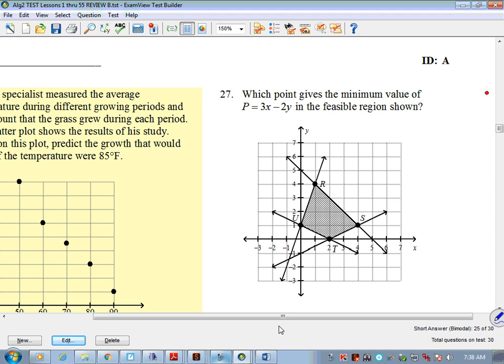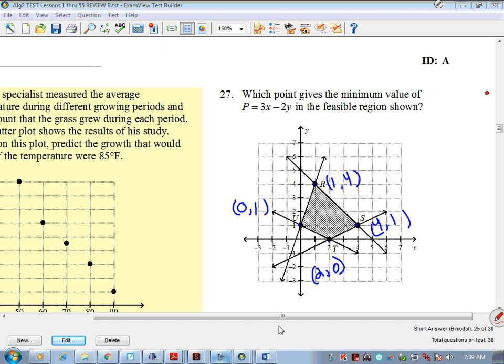The feasible region is the shaded region, but the points that we're going to check are going to be the vertices. So we're going to want first to find the coordinates of these. Starting with u, it is (0, 1), r is (1, 4), s is (4, 1), and t is (2, 0). And in this case, we're looking for the smallest number I can get.